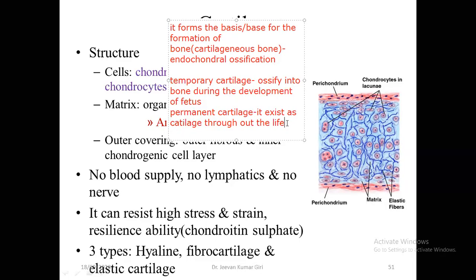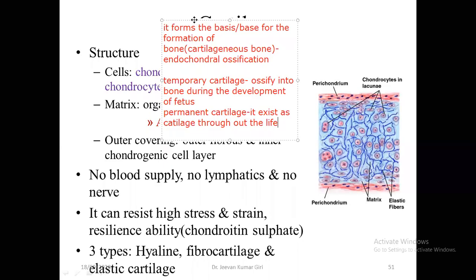In the hand region, or in the upper limb and lower limb, the bones actually were initially cartilage. These cartilages are ossified into the bone. So initially they were cartilage, so they are temporary. Now they are converted into the bone. Just remember this thing.